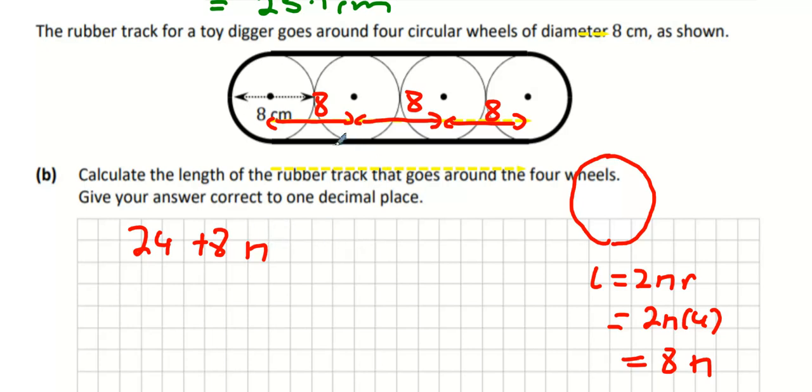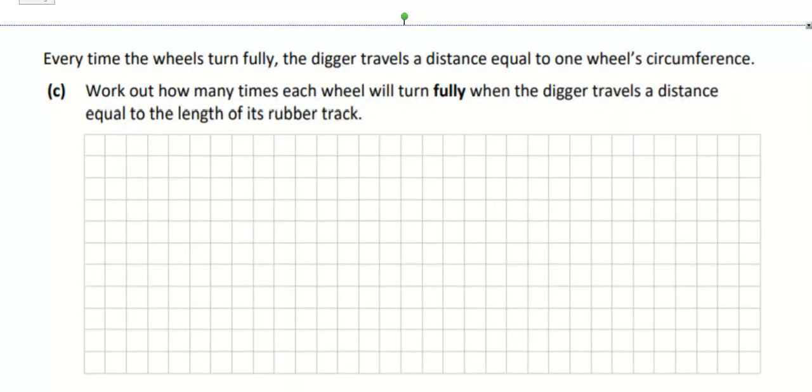So not 24 plus 8 pi, it's 2 24s plus an 8 pi. The two yellows are 24s. That's a 24, that's a 24. 24 plus 8 pi, which is 73.1 centimeters. Okay, we all good? Now, every time the wheel turns fully, the digger travels a distance equal to one of the wheel's circumferences.